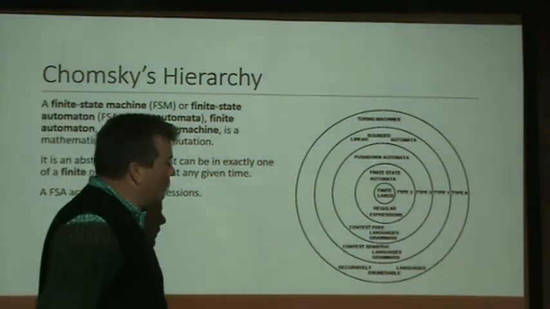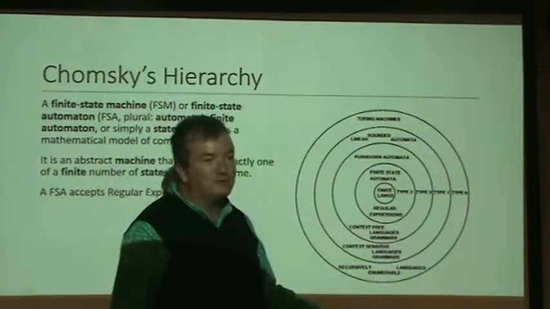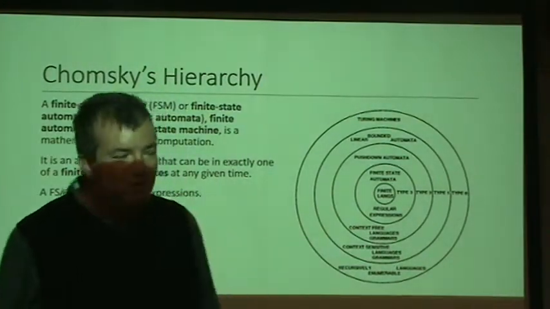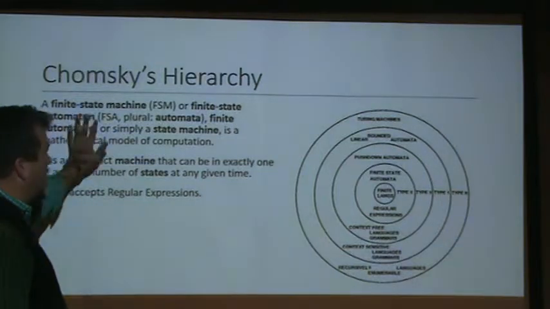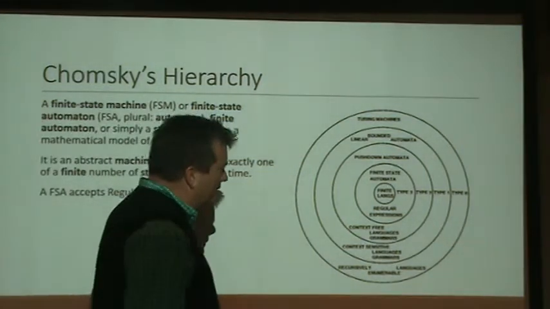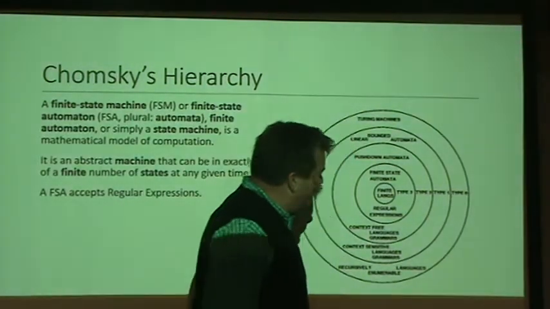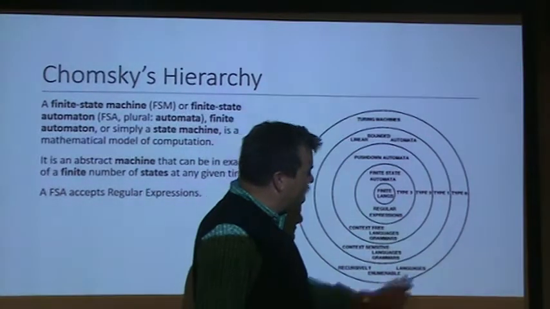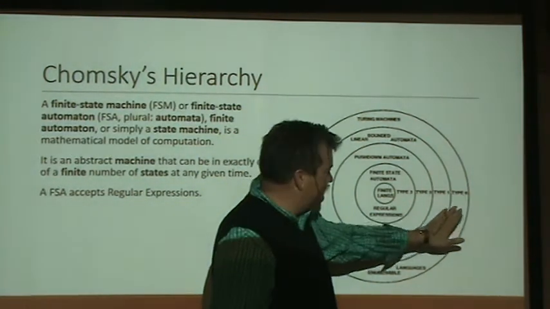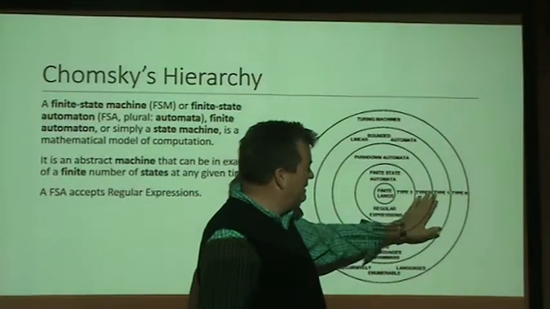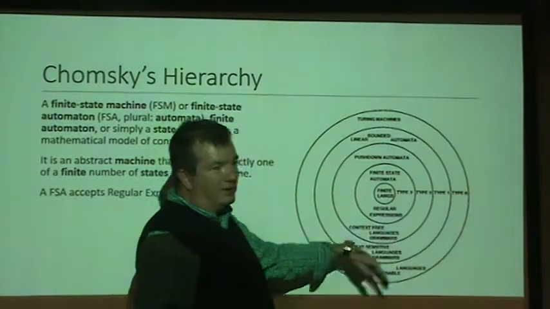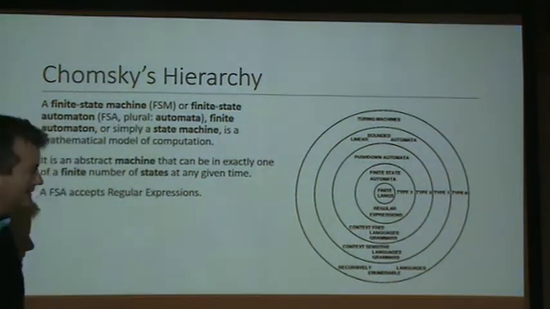He arranged all the different types of computations from easiest to most difficult, and this is the famous Chomsky's hierarchy of computations. And he arranged them as type 0, the most difficult, type 1, a little bit easier, type 2, easier than that, type 3, very, very easy.